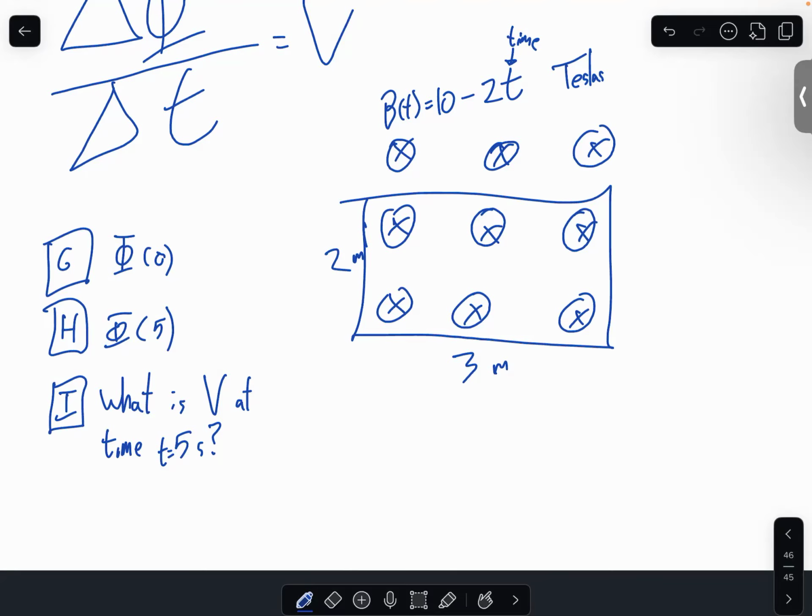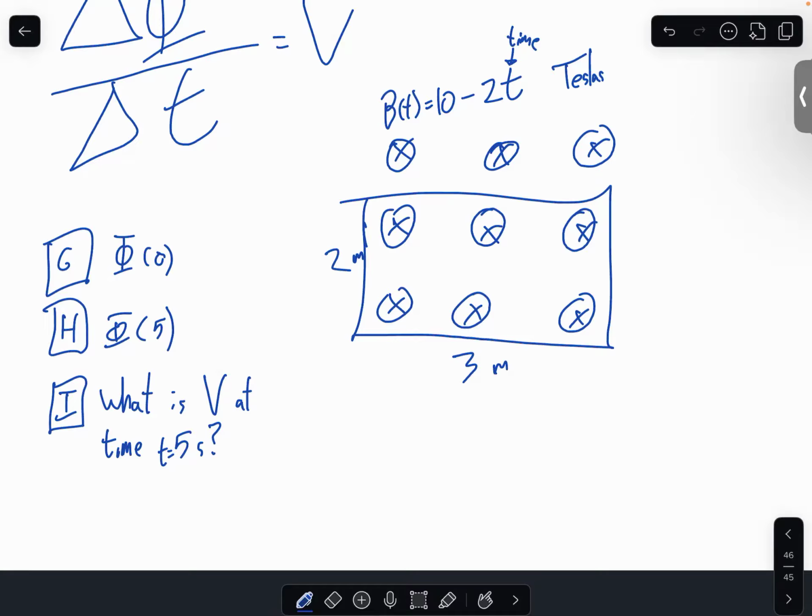Hey, time's up. Fewer people than I thought put 0 volts at the end. Only a couple of people. I am muy pleased. Let's talk about that in a second.